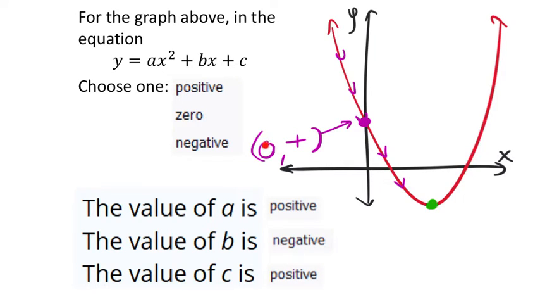Okay, because remember, if x is 0, it really zeroes out these two terms, and you're just left with this number. Since this value is positive, the c would also have to be positive.